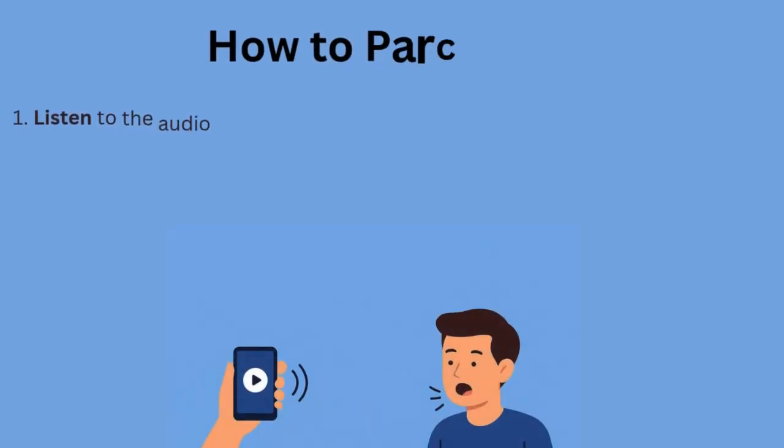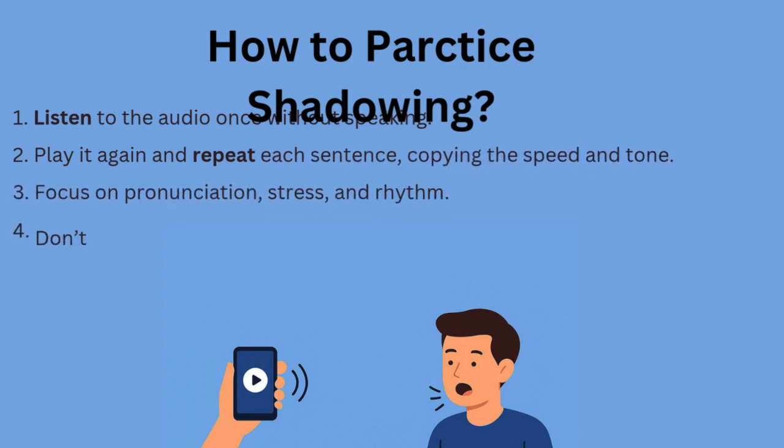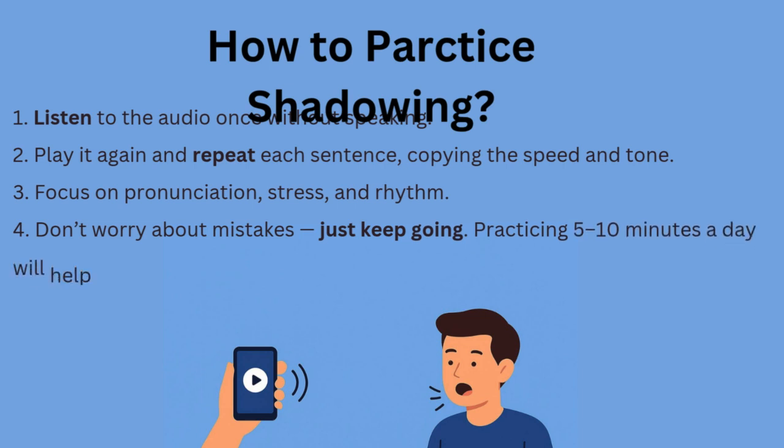How to do shadowing. 1. Listen to the audio once without speaking. 2. Play it again and repeat each sentence, copying the speed and tone. 3. Focus on pronunciation, stress, and rhythm. 4. Don't worry about mistakes, just keep going. Practicing 5 to 10 minutes a day will help you speak naturally.